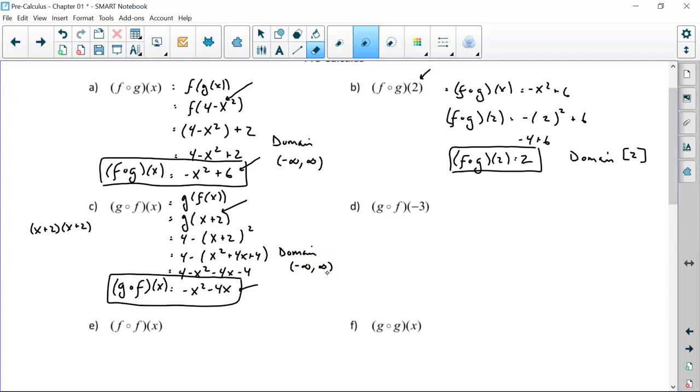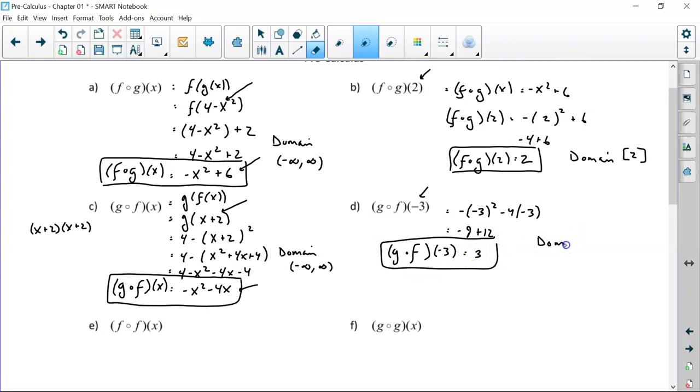For part D, we're just using that function and using the input of negative 3. So from part C, it's going to be the opposite of negative 3 squared minus 4 times negative 3. Negative 3 squared is 9, times negative 1 is negative 9, plus 12. So g of f of negative 3 equals 3. And once again, our domain, we're only looking at a specific value of x, so it's going to be negative 3 inside the brackets.